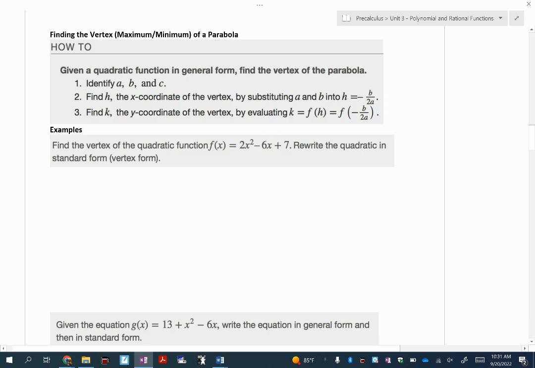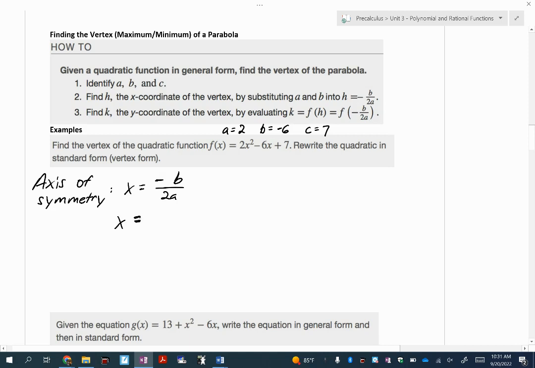So the first thing I need to do is, if I know that A is 2, B is -6, and C is 7, I'm going to use that formula for the axis of symmetry, even though I don't need to know the axis of symmetry, because this gives me the x value for my vertex, so the opposite of B over 2A.